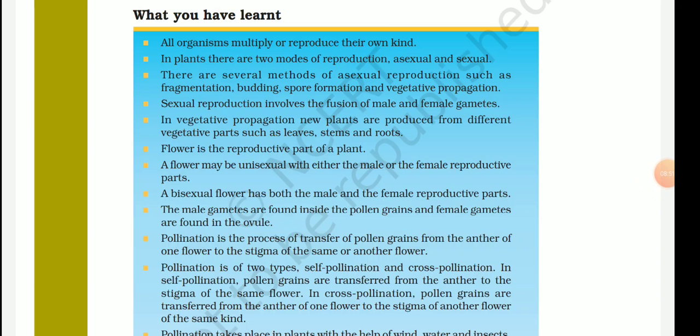Next, after the definition of pollination, pollination is of two types, self-pollination and cross-pollination. In self-pollination, pollen grains are transferred from the anther to the stigma of the same flower. Maybe on the same flower, then it is self-pollination. And in cross-pollination, the pollen grains are transferred from the anther of one flower to the stigma of another flower of the same kind. Clear?